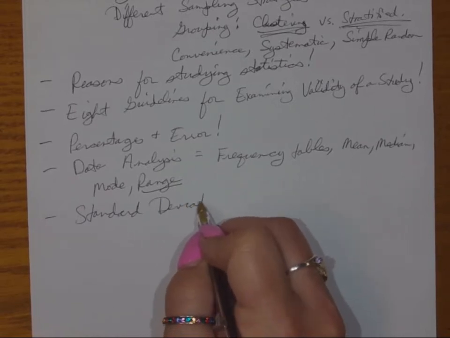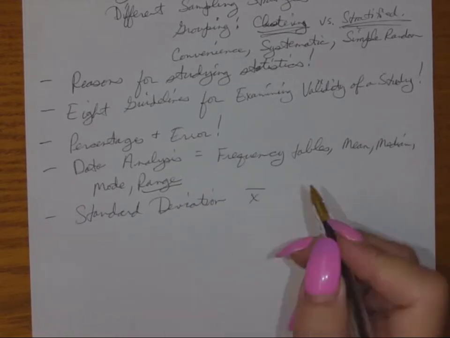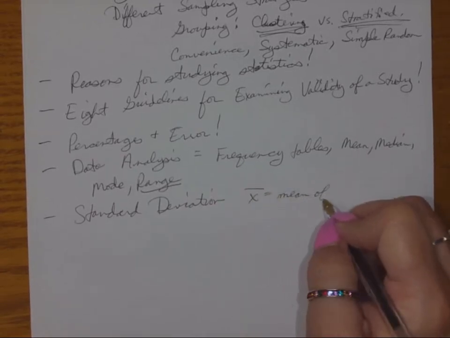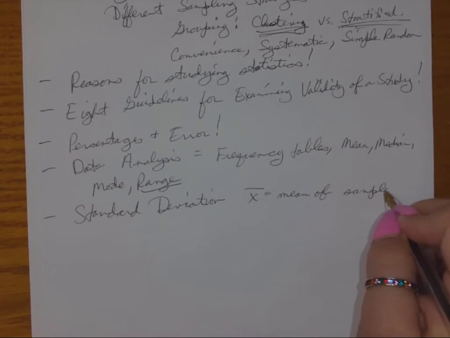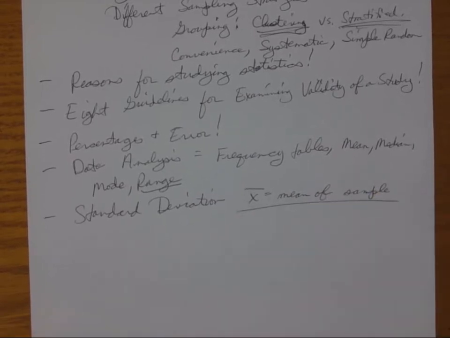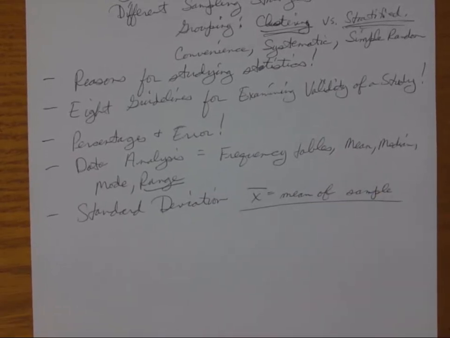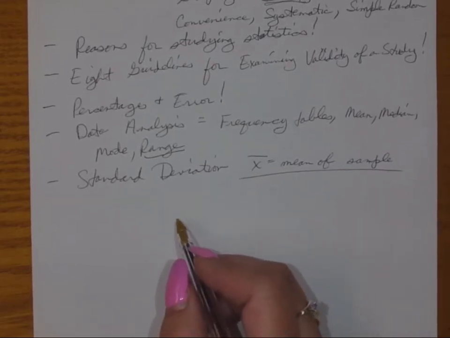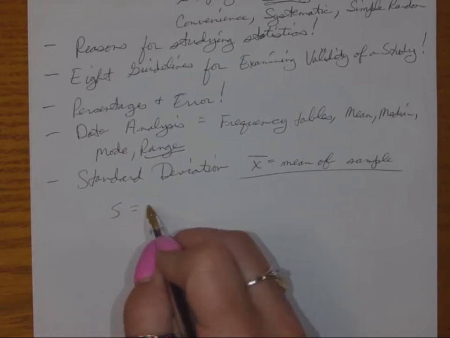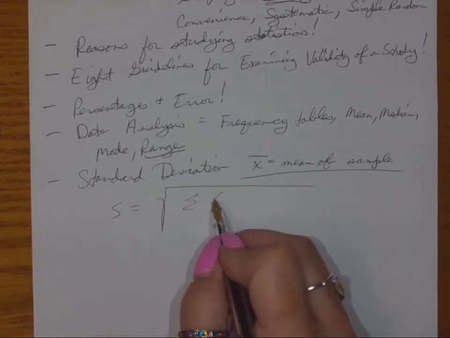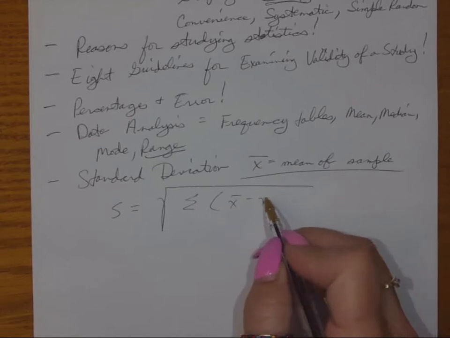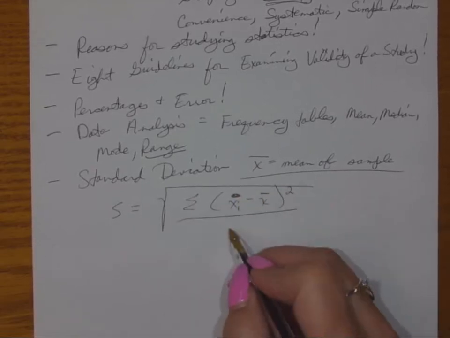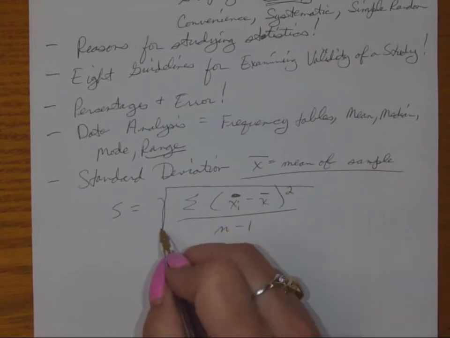Okay, so make sure that you know what an X bar means. That's the mean of the sample, right? That you've taken. Make sure that you understand that. Now, I'm not going to expect you to necessarily memorize the standard deviation formula, but you better be able to use it when you see it, right? So S equals the square root of the sum of the X sub i's minus the X bar, square that, and then divide by n minus 1, right?